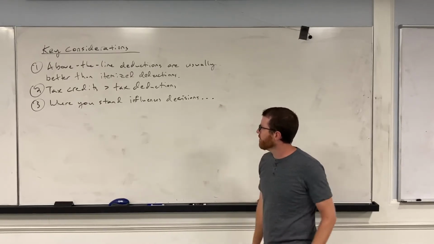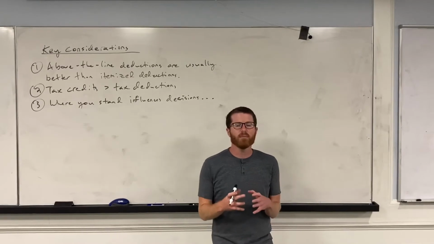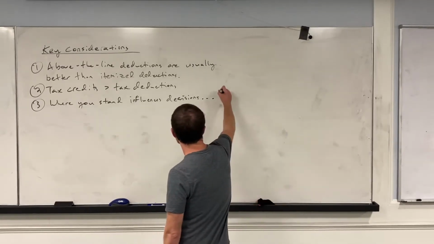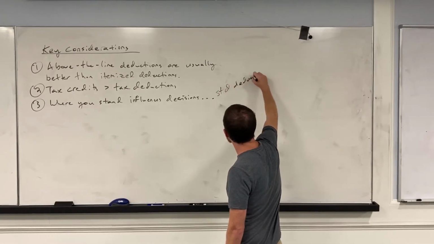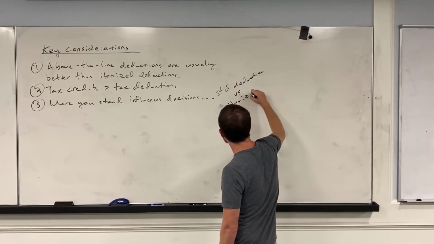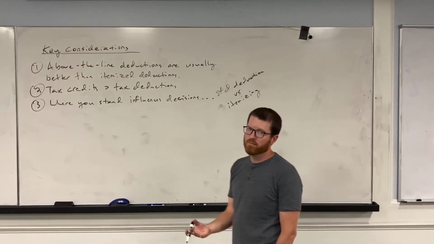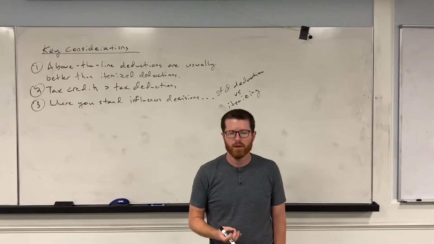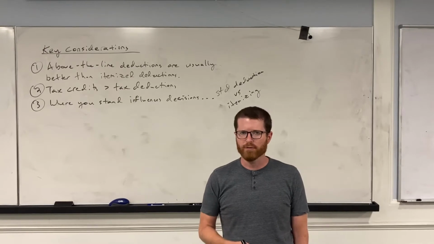Number three, where you stand influences your decision, okay? When it comes to thinking about what decisions you should take, there is always going to be particular attention paid to the standard deduction versus itemizing, okay? For example, if you're single, you can take the standard deduction of $12,400. So you wouldn't itemize unless your itemizations are greater than $12,400.